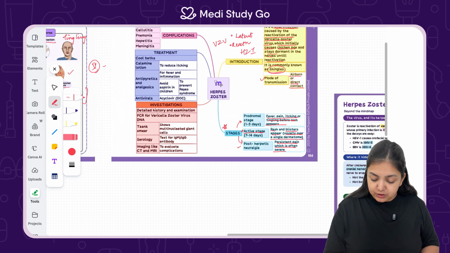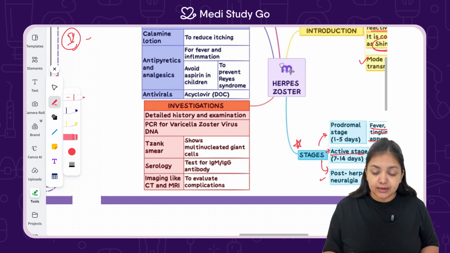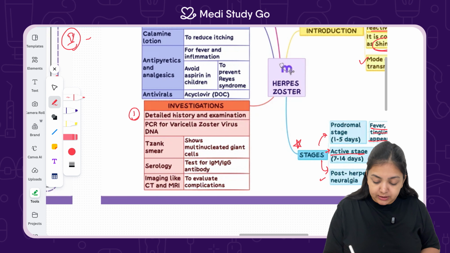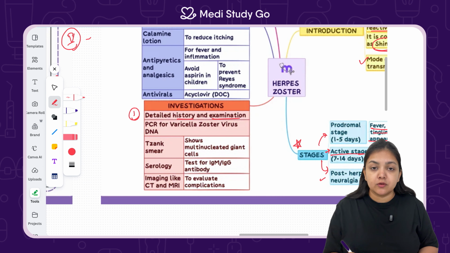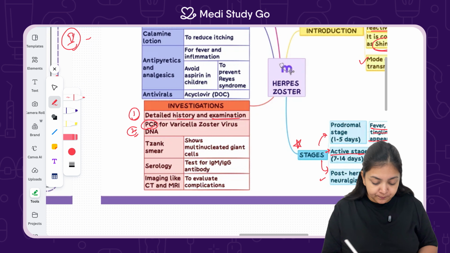After we know the clinical features, we need to know how to investigate the patient to come to a confirmatory diagnosis. For that, the first is going to be detailed history and examination, because the patient will give you a positive history for chickenpox. Secondly, you are going to do a PCR test to amplify the DNA of the virus and visualize what actually is happening and how much viral load is present in the body. Then you can do a Tzanck smear test, wherein multinucleated giant cells are present which engulf the virus cells.